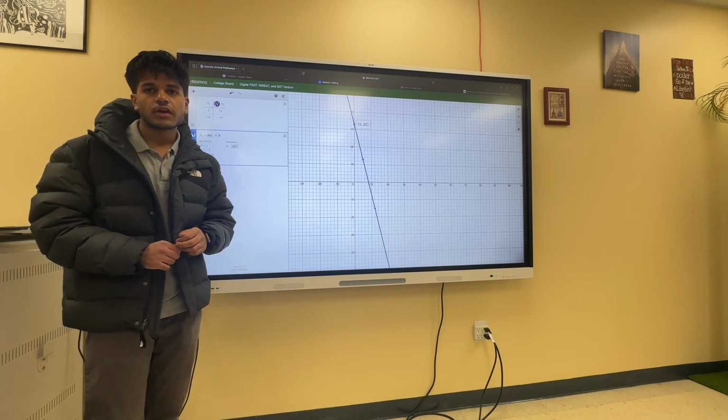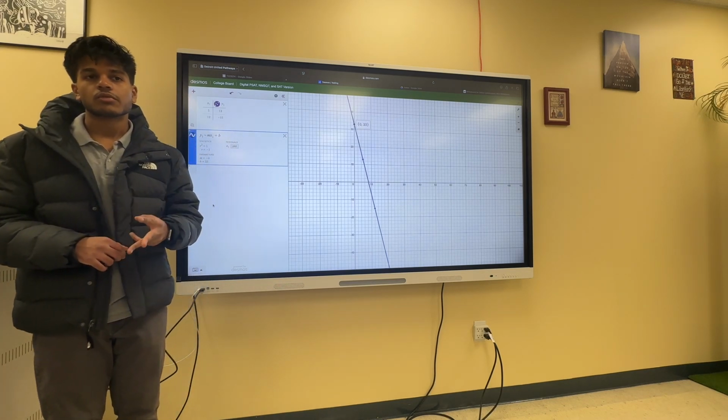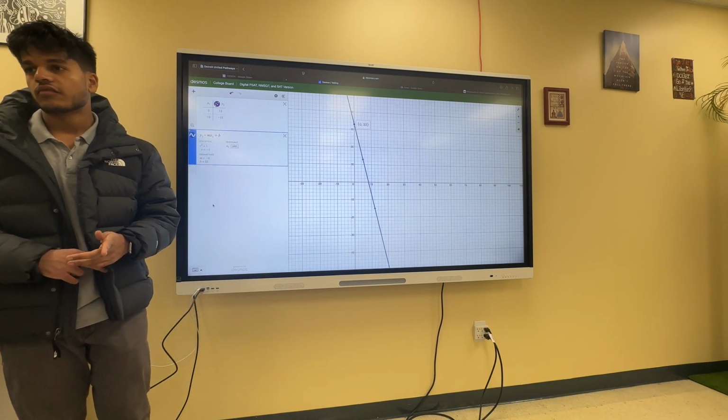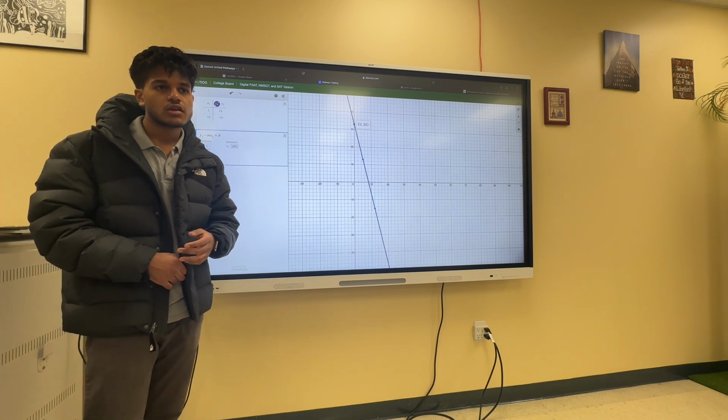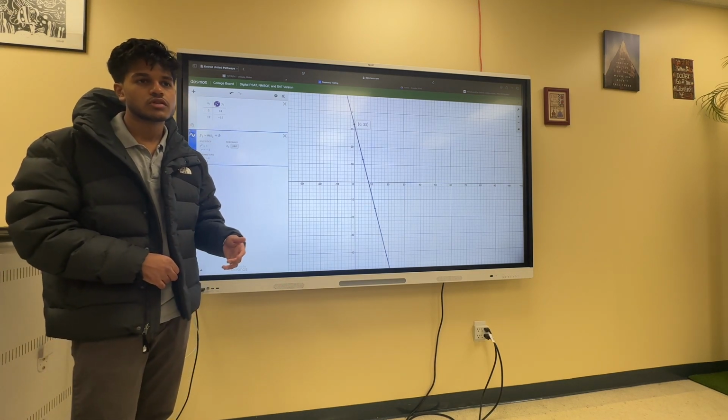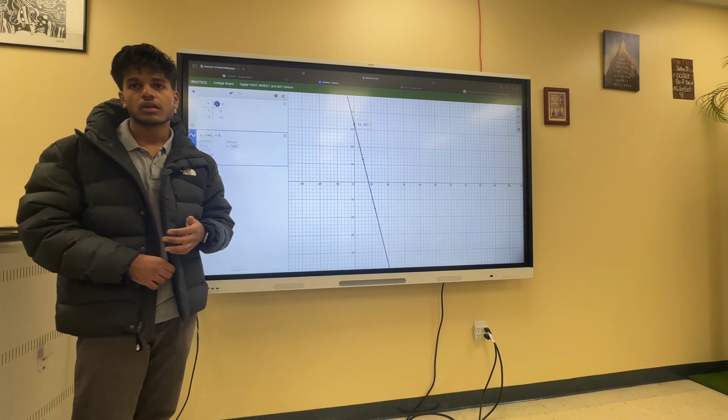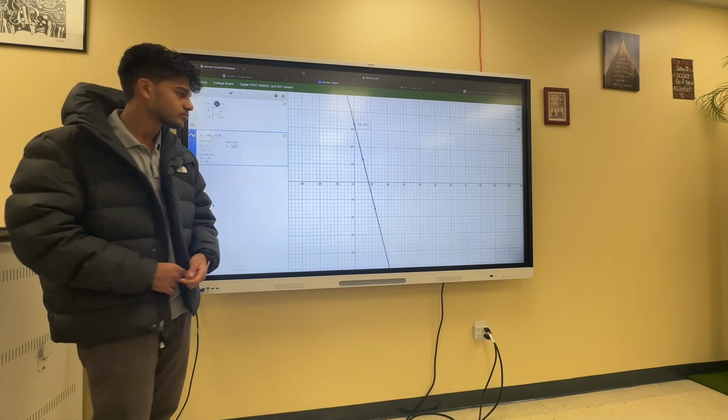So if I want to find 3 variables, I need to have 3 points on the graph. And that's kind of one of the main takeaways from Desmos: you can't have just 1 point or 2 points and attempt to solve for 3 variables. It's just not going to happen. Okay.